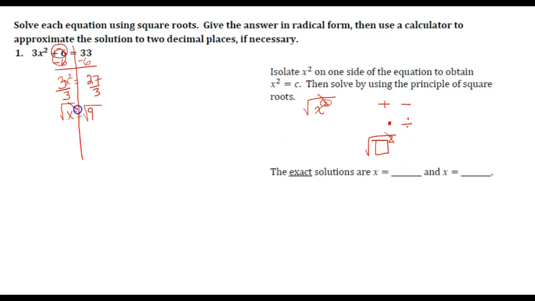So I'm left with x equals, now when you square root something, another thing you want to notice is when you square root a number, let's say like 100, you will get a positive answer and you will get a negative answer. So they often denote this as plus or minus. Square root of 9 is 3 or negative 3. So our exact solutions are 3 and negative 3.